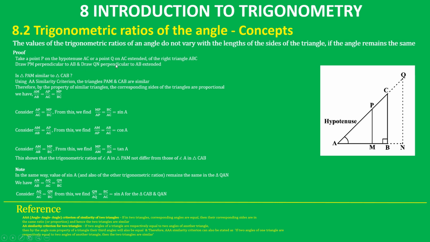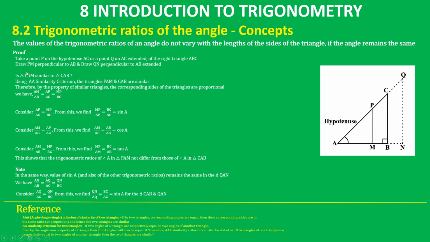Take a point P on the hypotenuse AC. First we are considering triangle ABC. What you will do is consider a point P on AC, on the hypotenuse. And you can consider another point Q which is extended. If you extend the hypotenuse AC up to here, you consider this point Q.